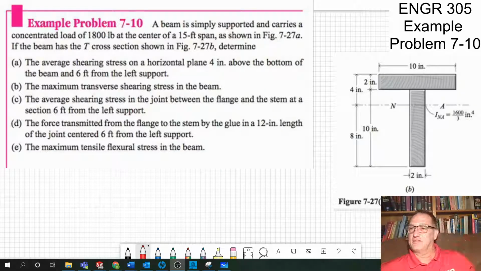Engineering 305, example problem 710. I'm going to do this one a little differently. I know you guys don't know this when you're watching this, but I got a little bit of a cold, so my attention span's a little bit smaller than normal. Imagine that.